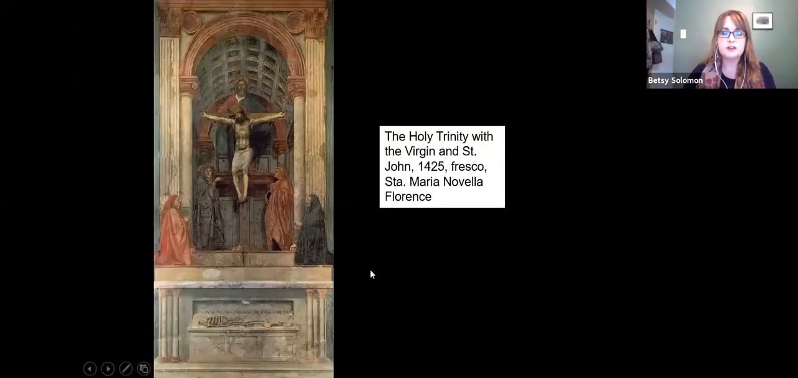Now, one of Masaccio's best known and most significant works is this one. This is the Holy Trinity with the Virgin and St. John. So I'm going to point out some of these details and then talk a little bit about the idea of measurement and perspective with this work. So everything that you're seeing here is painted. So even these architectural components, they're painted, they're part of the fresco.